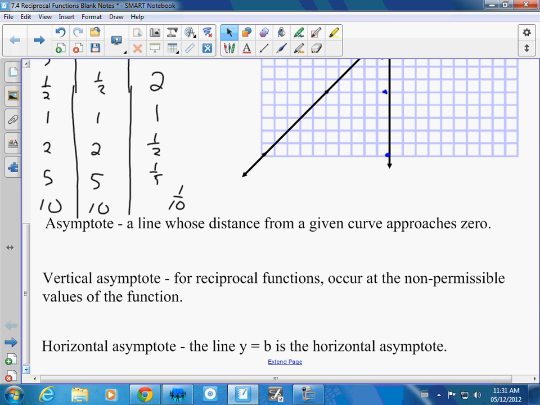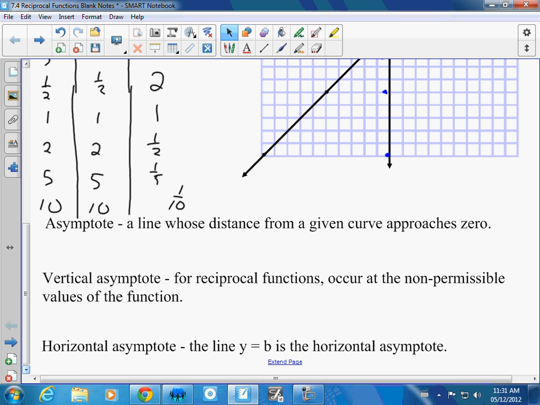What are they known as? Asymptotes. Now, you can have two different types of asymptotes. You can have a vertical one and a horizontal one. The vertical one is for reciprocal functions. They occur at the NPV, the non-permissible values.